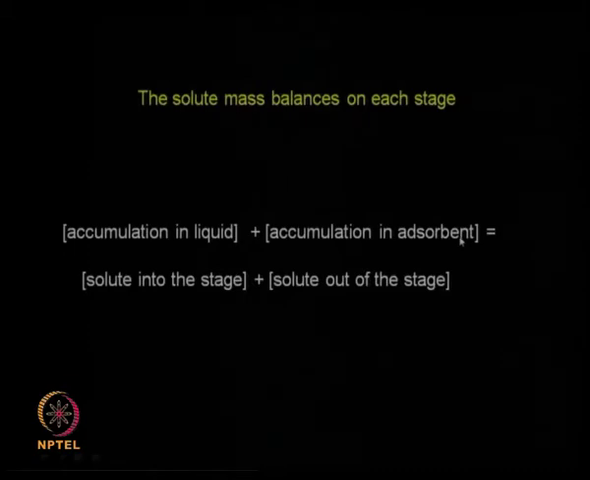Now, there are two types of accumulation: the accumulation of the solute in the continuous phase, and the accumulation of the solute in the stationary phase, or the adsorbed phase. So we have the solute coming in because of the stream travelling inside, minus the solute going out because of the stream going out, and that is equal to the accumulation. Accumulation is of two types: accumulation in the liquid and accumulation in the adsorbent.